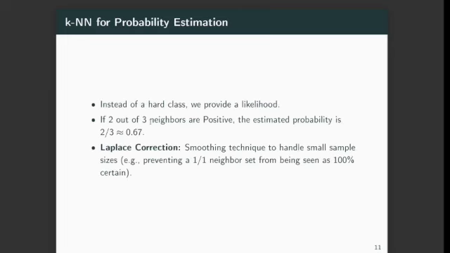So KNN can also be used for probability estimation. Instead of a hard yes or no, we may give a likelihood. So if 2 of 3 neighbors are positive, then the estimated probability is 2 divided by 3, or approximately 0.67. And sometimes we use the Laplace correction, which is a smoothing technique to prevent us from being 100% certain based on a very small sample, like a single neighbor.